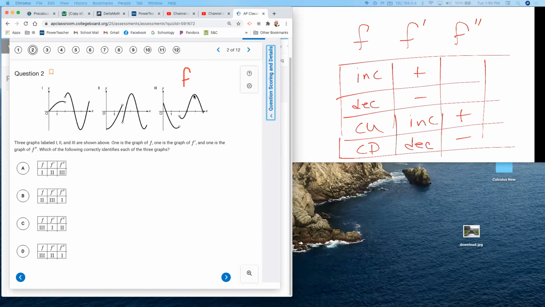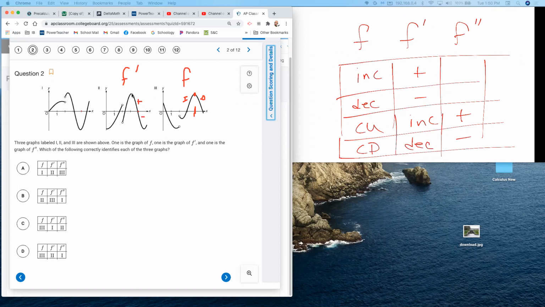Now, if this is F, notice that this graph at somewhere around this value, we're going from increasing to decreasing right there, which means we need a graph to go from positive values to negative values at that same value, 1, 2, 3, 4-ish. Well, it doesn't happen with that one, but it does happen with this one. It goes from positive to negative, which means this must be F prime.